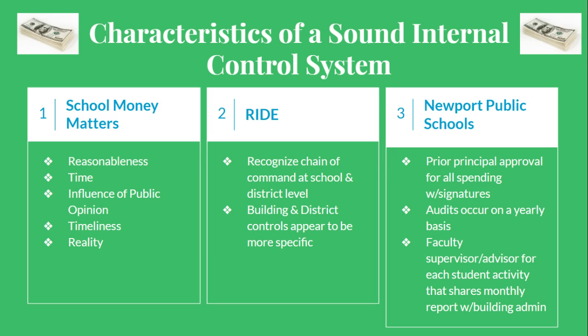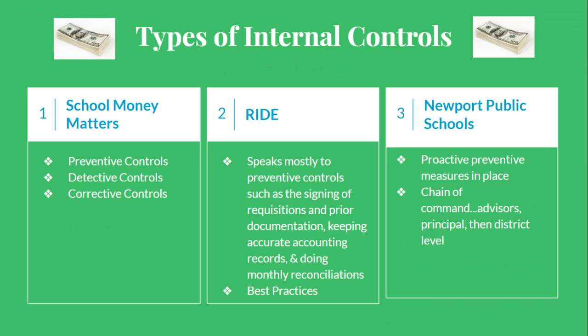Rhode Island recognizes a chain of command at the school and district level, and the building and district controls appear to be much more significant, much more specific at the school level than they do at the state level. The state gives recommendations, but they're not really specifically enforcing anything. For Newport Public Schools, there is prior principal approval for all spending with signatures. The audits occur on a yearly basis, and there's a faculty supervisor or advisor for each student activity that shares monthly reports with a building administrator.